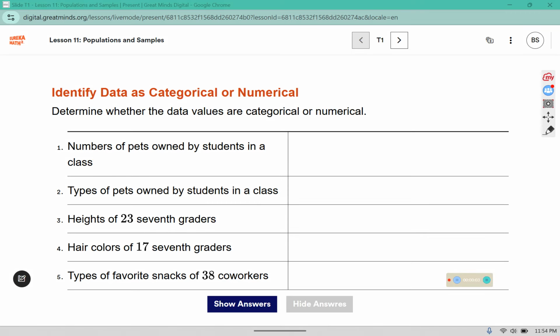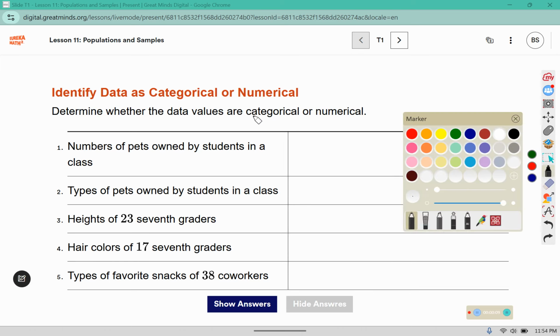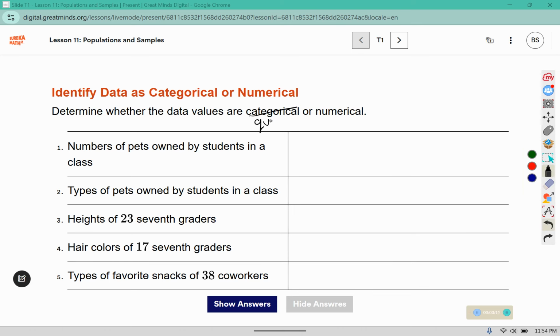Determine whether the data values are categorical or numerical. In my class, we refer to these as qualitative or quantitative.